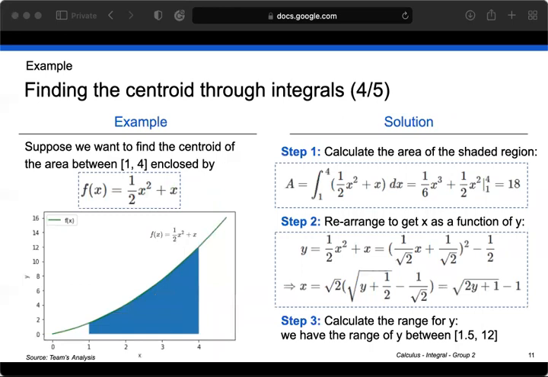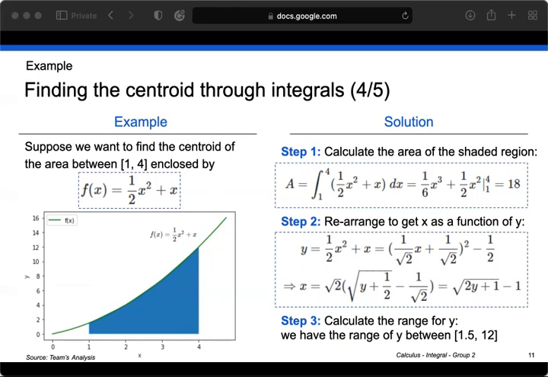In this example, we will investigate the centroid of the shaded area enclosed by the function f(x) and the x-axis in the range between 1 and 4. Before getting into the coordinate calculations, there are a few steps that we need to prepare. Remember from the formulae, we need to find the total area of the shaded region. So the first step is to calculate the integral of the provided function from 1 to 4. We get a result of 18.